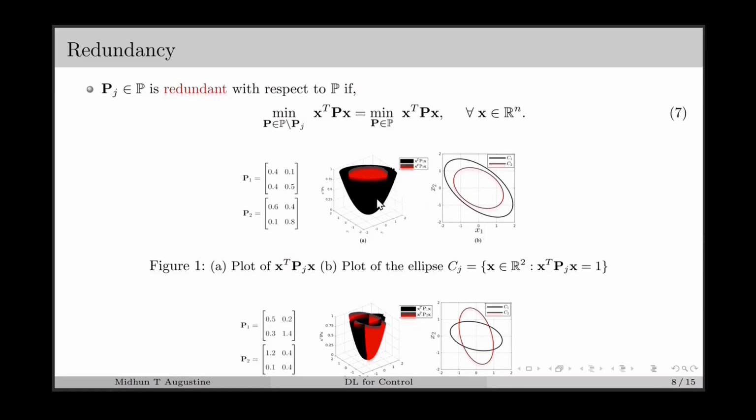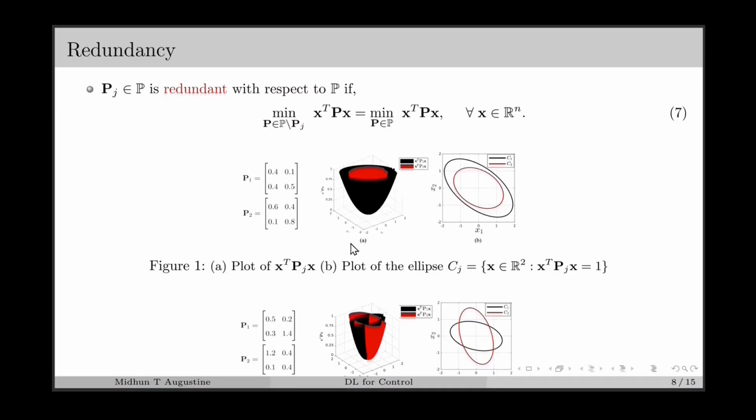And here we can see that the cost for P1 is always lower than the corresponding cost for P2. And if we see the ellipses, the ellipse for P2 will be in the interior of the ellipse for P1. In this case, if we consider the minimum cost, then the matrix P2 is redundant because P1 always gives the minimum cost for any state x1, x2. In this case, we can remove the matrix P2 from the set without affecting the minimum cost.